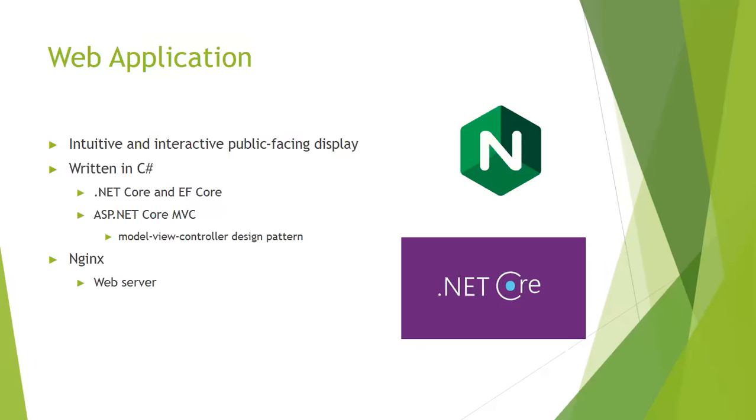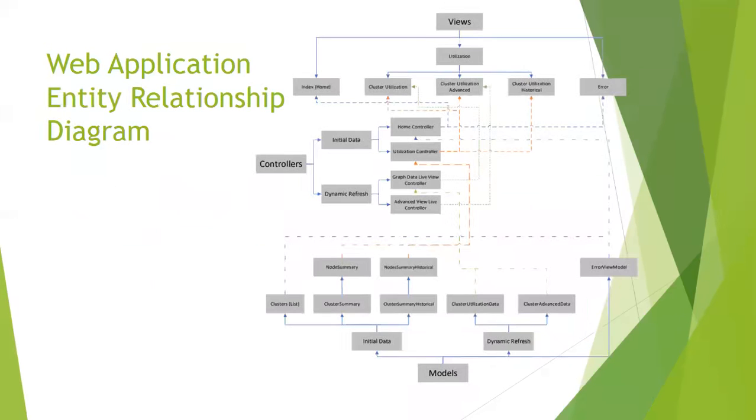Basically, as I described earlier, the models hold data that is retrieved from the database. The controllers package that data and send it to the views, which then display the data as basically the web pages that you see. And to host the website itself on the master node, we used Nginx, which is a web server, and it also works hand in hand with Kestrel, which provides the reverse proxying. Next slide, please.